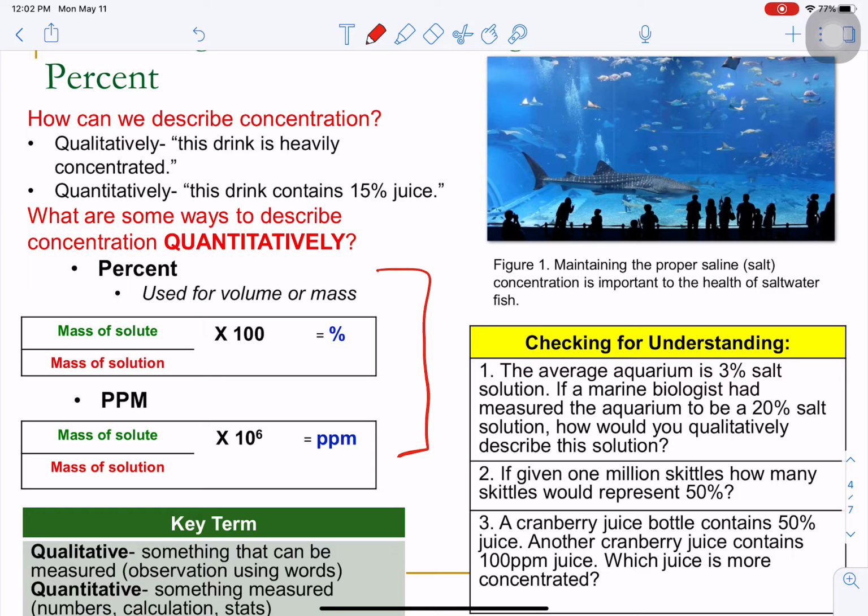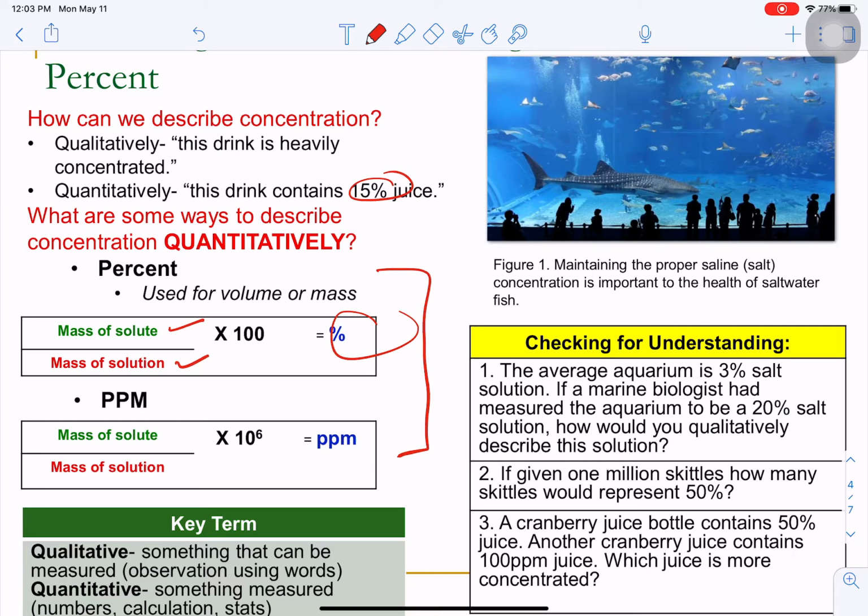For percent by mass or percent by volume, you're taking the mass of the solute and dividing it by the mass of the entire solution, then multiplying by 100. So it's just a piece over a whole times 100. That's it. And you're getting a percentage. If something is 15% juice, then it's 15 per 100 parts. 15 divided by 100 is 0.15, times 100 would be 15%. Basically, all percentages is parts per 100.